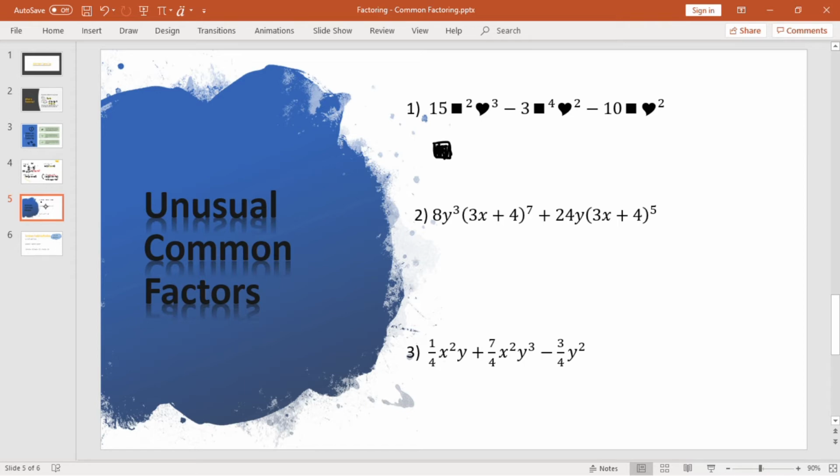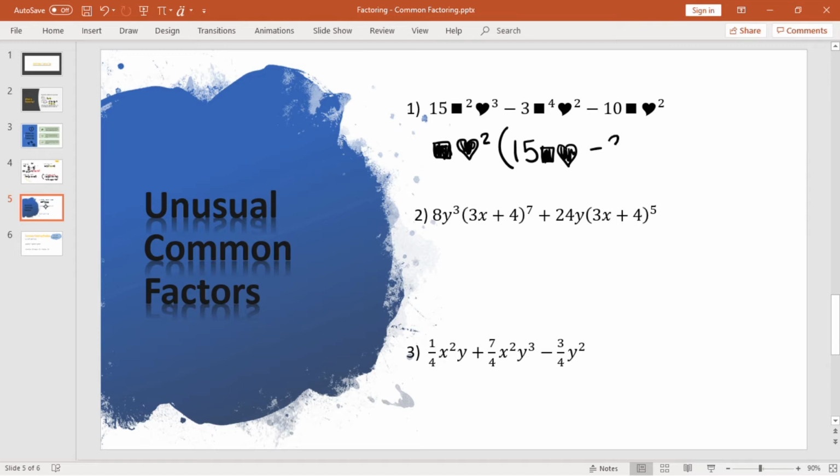And I have hearts, and I have my lowest power for the hearts at the heart to the power of 2. So I can absolutely take this out. Square, heart squared, that's terrible, is common to everything. All right, so let's go 15. We have 1 square left behind on this one, and a heart.